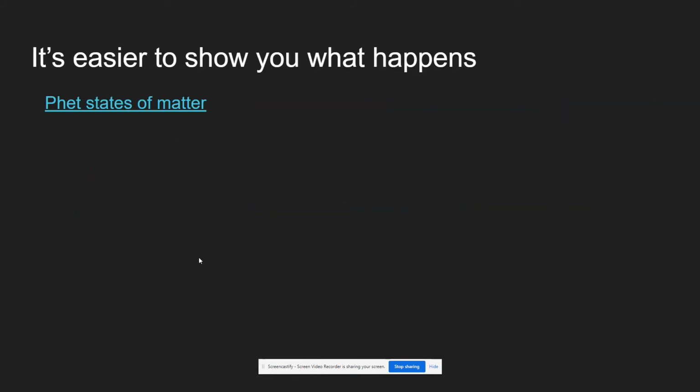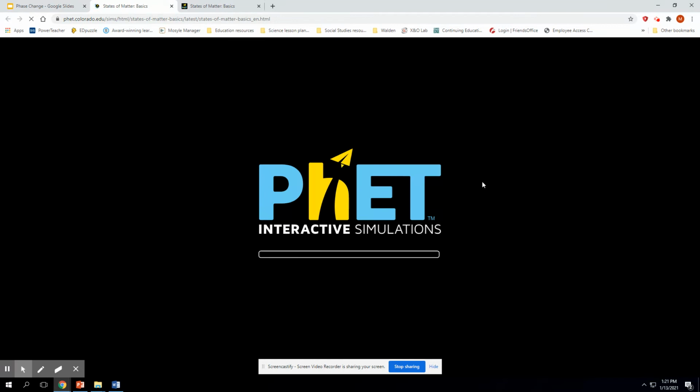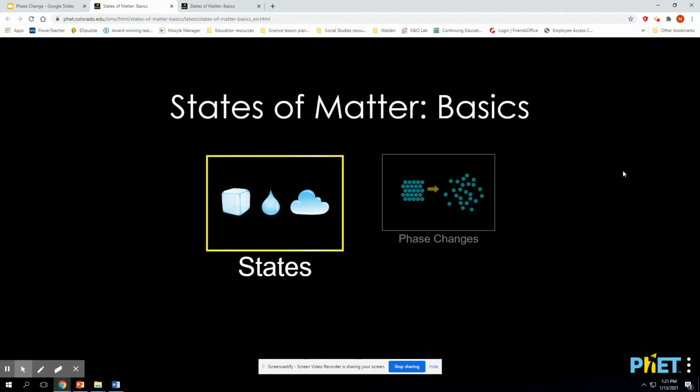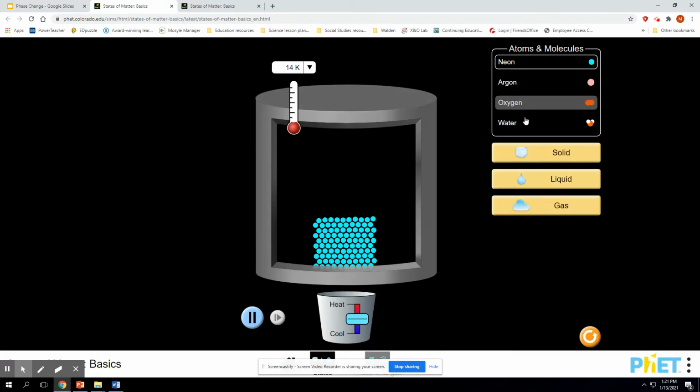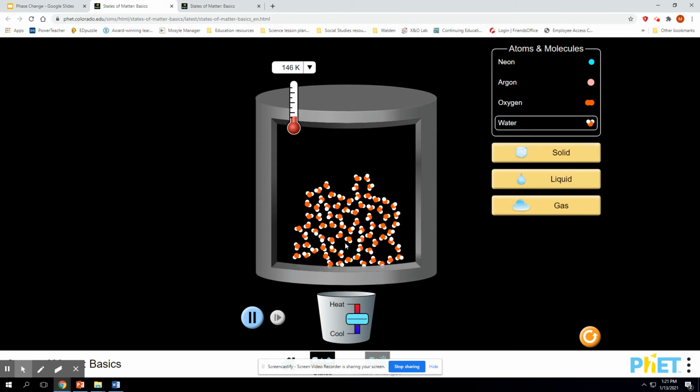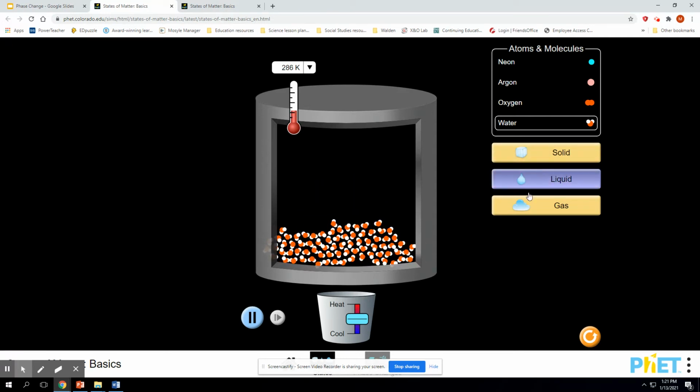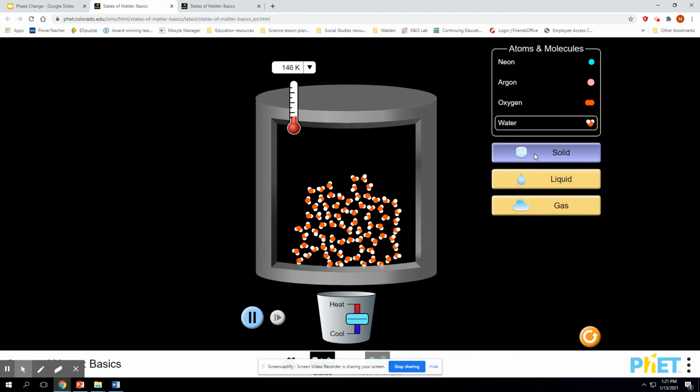If I go back to this little simulator real quick, and we would probably have already done this if you've done it, but when water is a solid, you can see it has all these holes and gaps because of the structure that the water molecules create. It actually expands from when it's a liquid to when it's a solid.